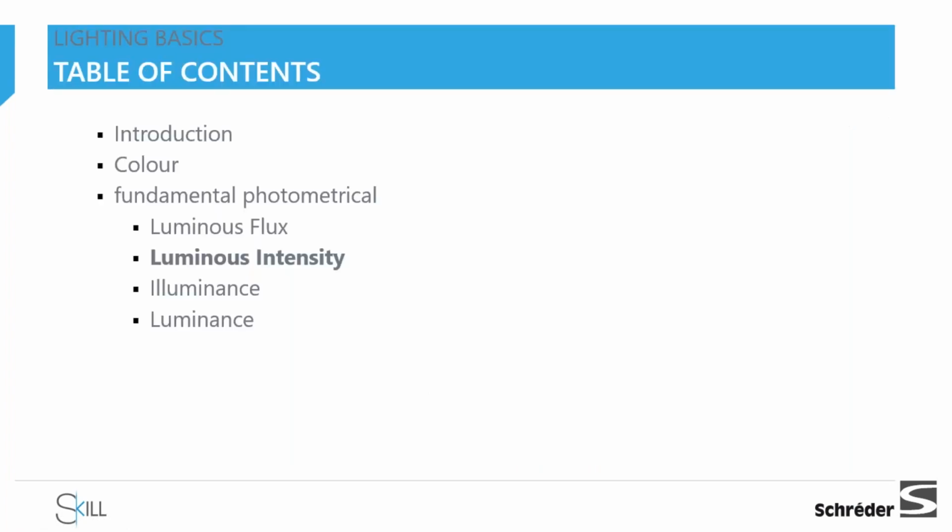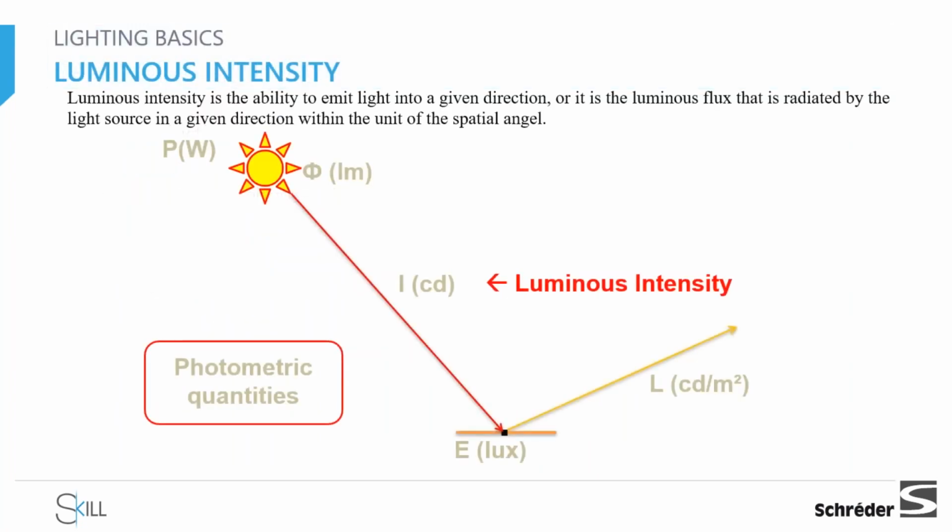The second photometrical unit is the luminous intensity. We are looking again at the same graph that we saw earlier. We identify luminous intensity as the ability to emit light into a given direction. So we have a direction here, or we can also look at it as the luminous flux that is radiated by the light source in a given direction with the unit of spatial angle.